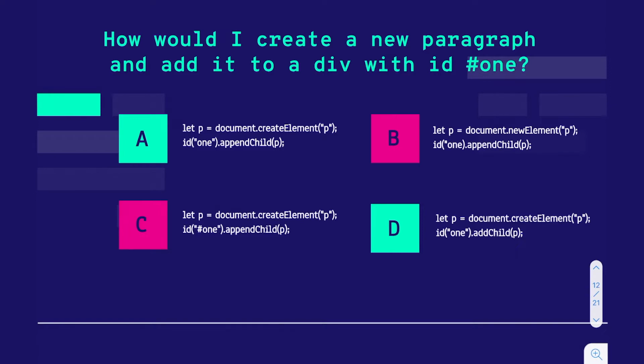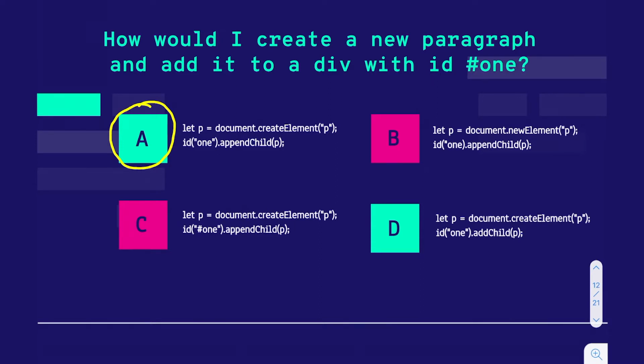So this first one we have here is, how would I create a new paragraph and add it to a div with ID 1? For this one, I'm not going to read out the options. You can read them, and I'll give you some time to think about them. And yep, the answer is A. For this question, you just need to know some syntax and the names of some methods. So A is correct. Let's go over the rest of them and why they aren't correct.